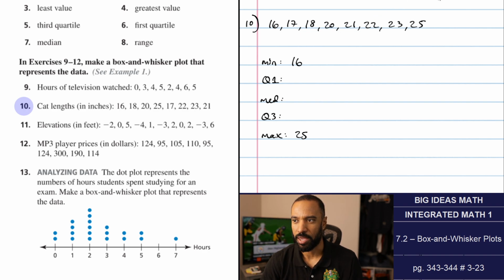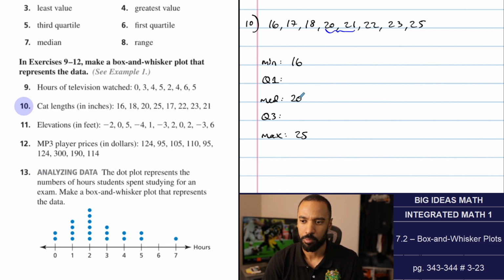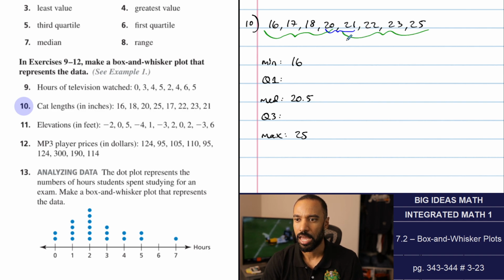Median is again going to be halfway between, say, the 20 and 21 there. So 20.5 will be the median. And then this is 8 terms once again, so split lower and upper halves to 4 and 4. And you're going to take halfway between 17 and 18 and between 22 and 23. So these are all half values. 17 to 18 is 17 and a half. And 22 to 23 is 22 and a half.